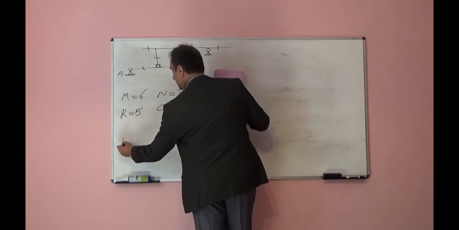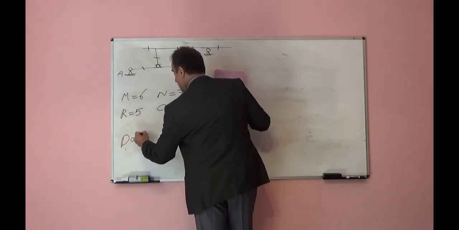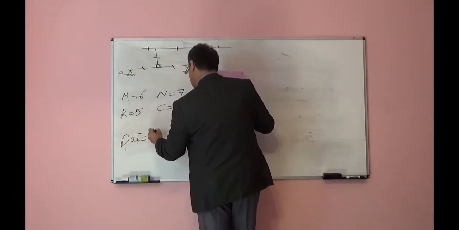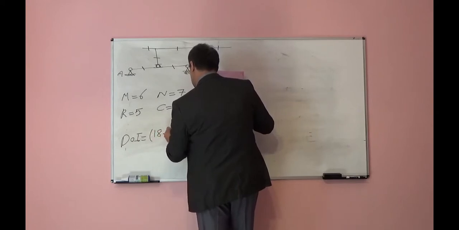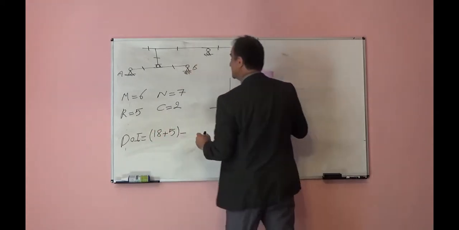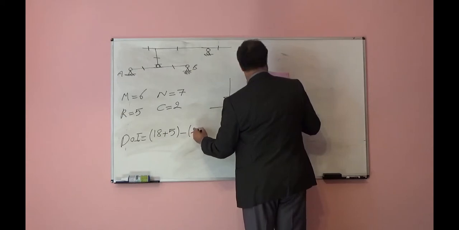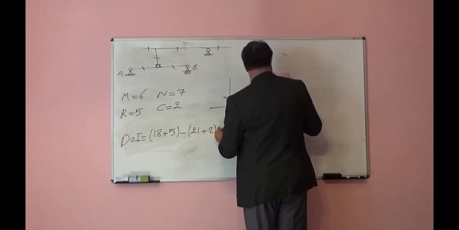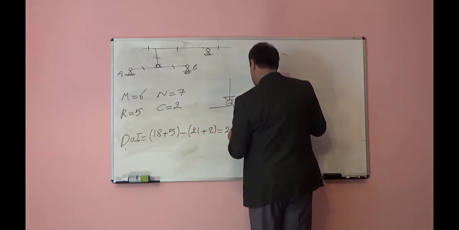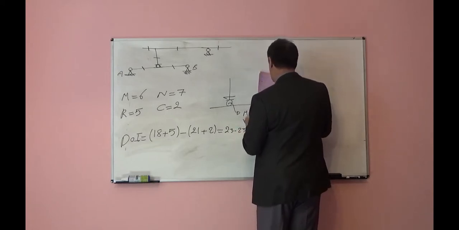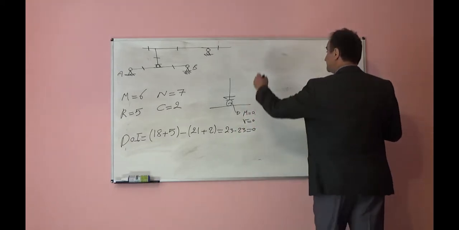If we plug in the formula, we will have 3 times M, 18, plus R, 5, minus 3 times N, 7, 21, plus 2. The answer will be 23 minus 23 is equal to 0.